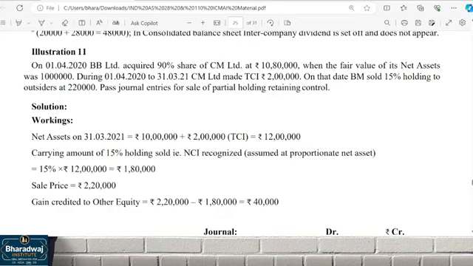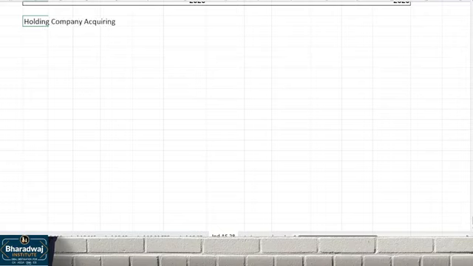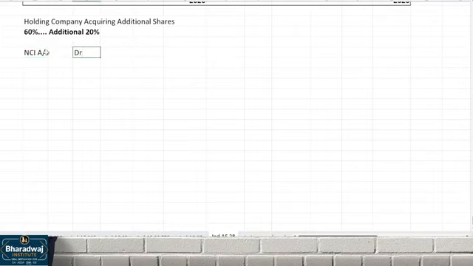Wait. See, pay attention. Holding company, listen, holding company acquiring additional shares. We are holding 60%. We are acquiring an additional 20%. What is the entry you will pass? When you are purchasing additional shares, what will happen? NCI will come down. NCI will be recognized at what value? Fair value or net assets method, or which method? We recognize it by the net assets method.